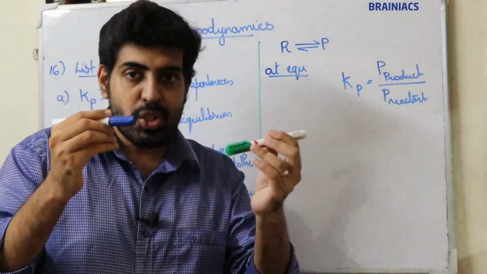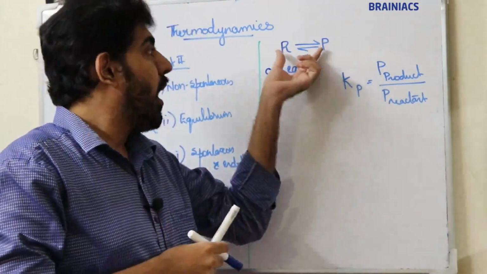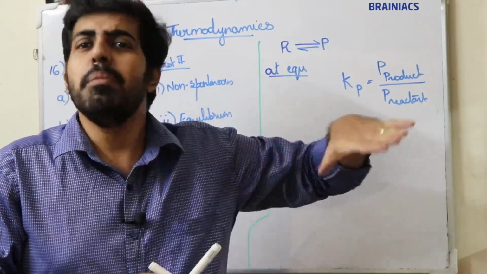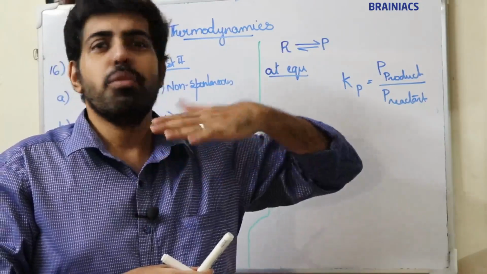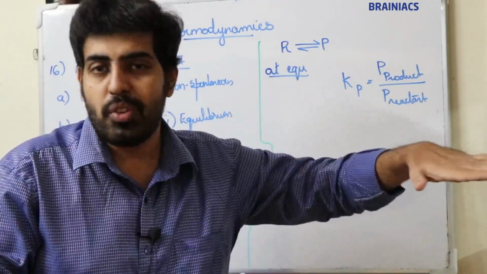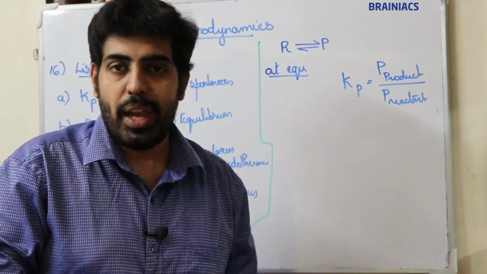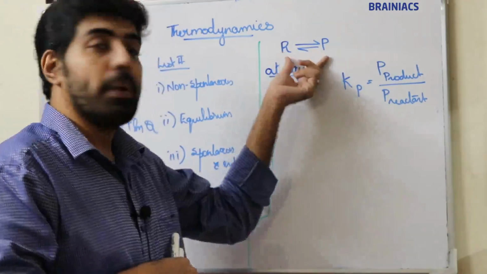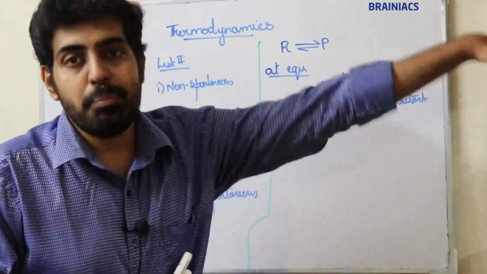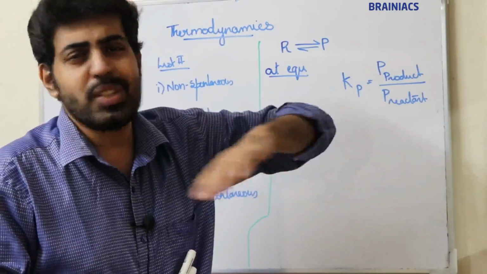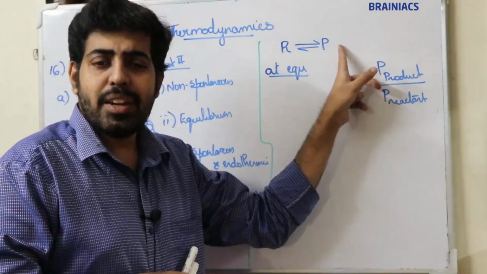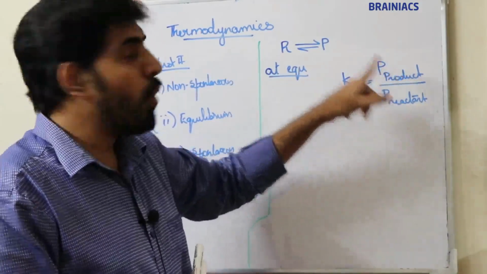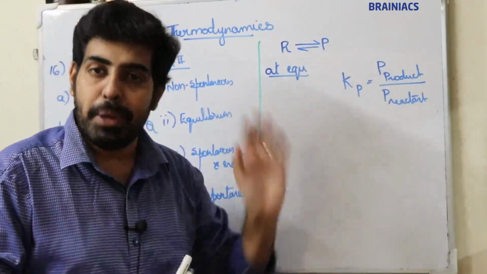For example, if a reaction attains equilibrium, R and P are at equilibrium. Equilibrium means all of them become constant: temperature, pressure, volume, concentration, everything becomes constant. That condition is known as equilibrium. For a reaction R giving P, when all the properties become constant, that means the reaction is at equilibrium. Now, at equilibrium, the ratio of pressure of product by pressure of reactant is known as Kp.